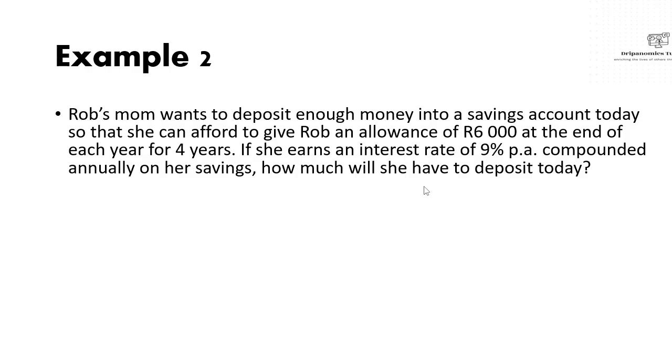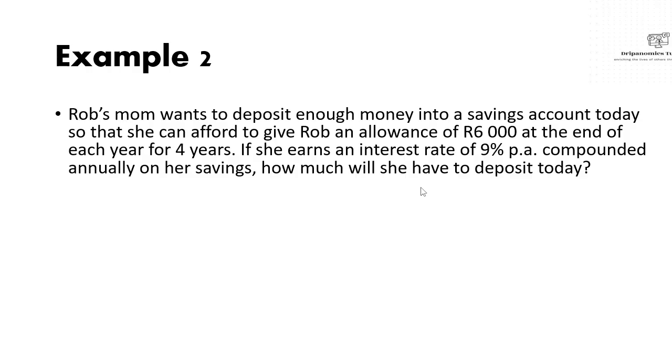Here also it says Rob's mom wants to deposit enough money into a savings account today, right? So that she can afford to give Rob an allowance of 6,000 rands at the end of each year for 4 years. If she earns an interest rate of 9% compounded annually on her savings, how much will she deposit today? So what are we looking for?